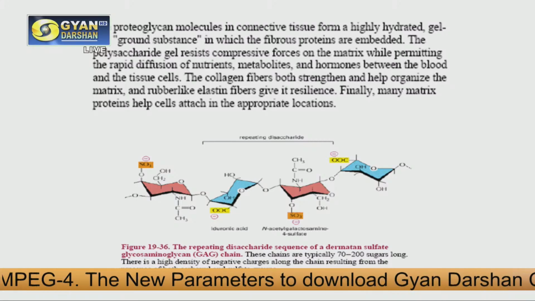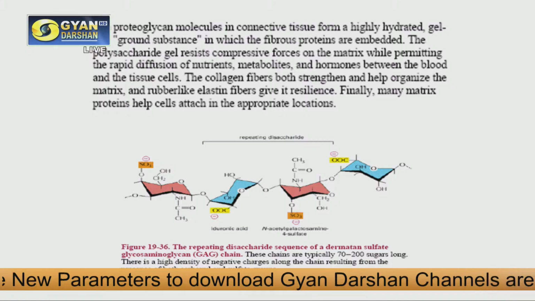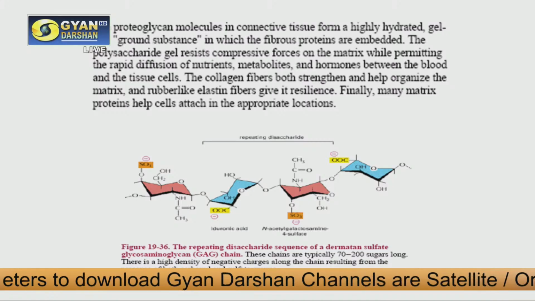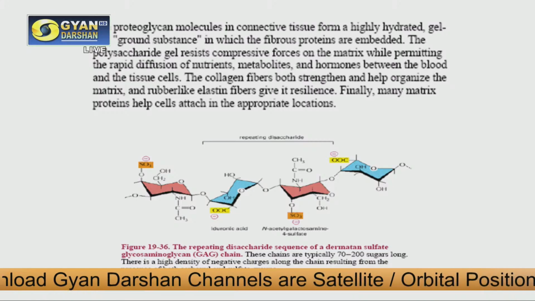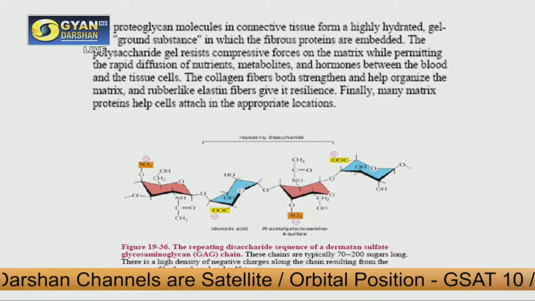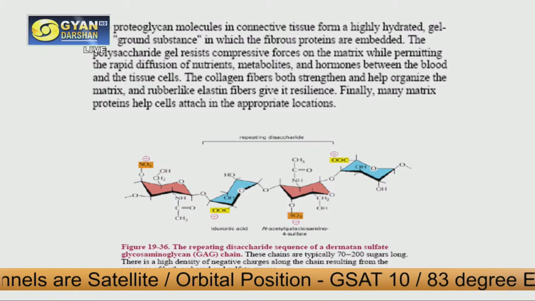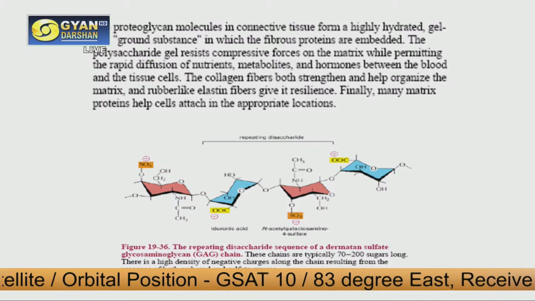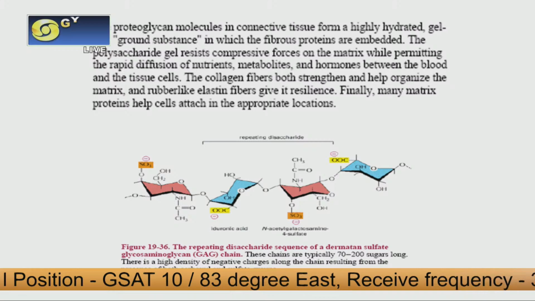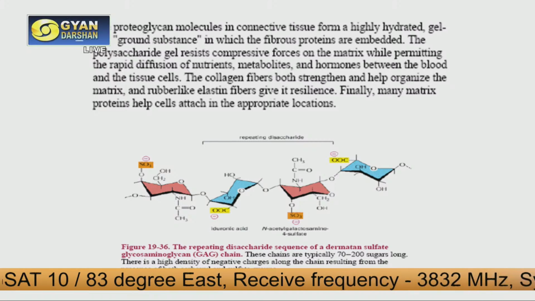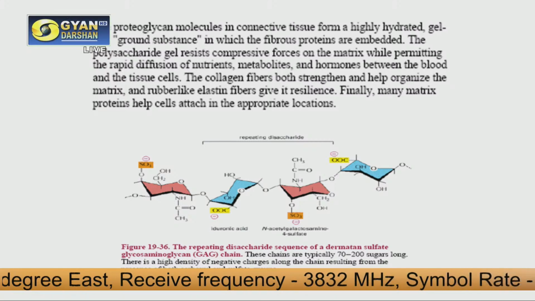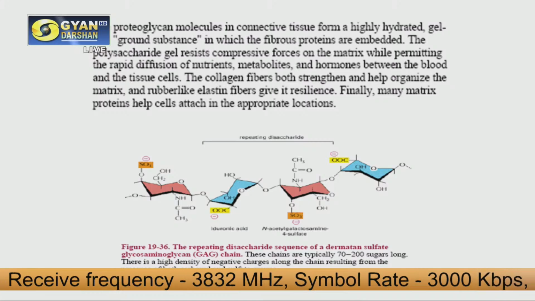and there is a very high density of negative charge, because see the acid, iduronic acid, that means any acid, it has the COOH, the carboxyl group. So COO minus, and here also you find N-acetyl galactosamine 4 sulfate, that is again sulfated, which means again there is a negative charge. So all these glycosaminoglycans are highly negatively charged. This is one of the very important features of the glycosaminoglycans.